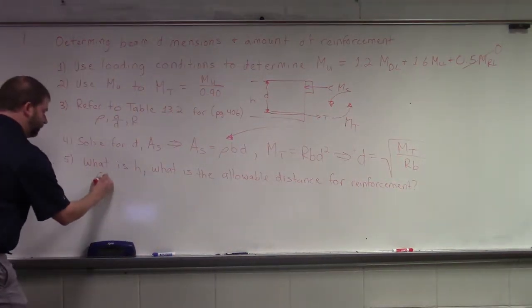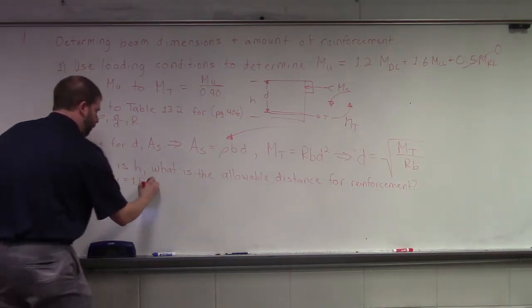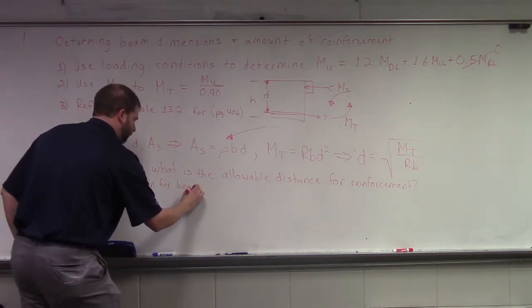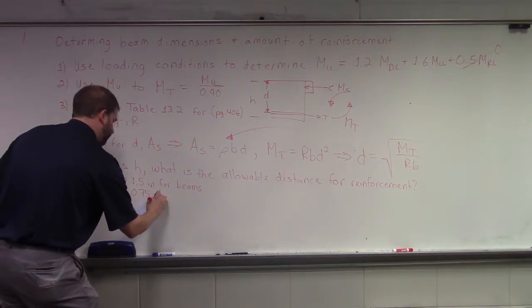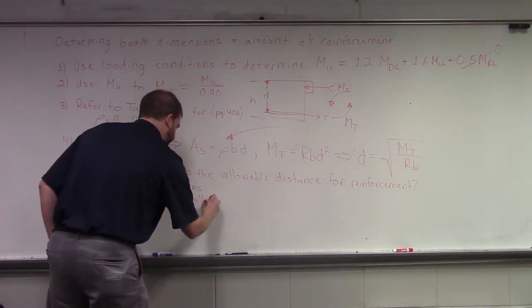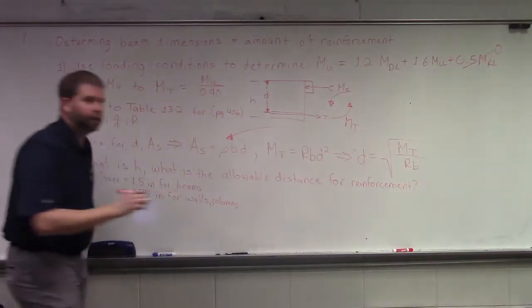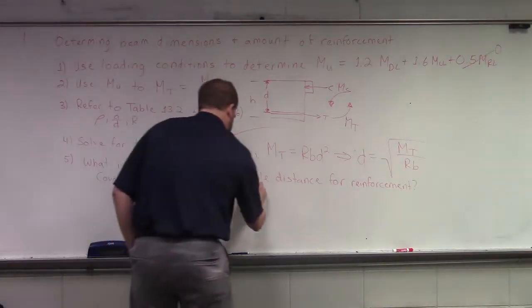Remember that cover equals 1.5 inches for beams, and 0.75 inches for walls and columns. And what dimension are we assuming for our stirrups? Do you remember? 3/8 of an inch.